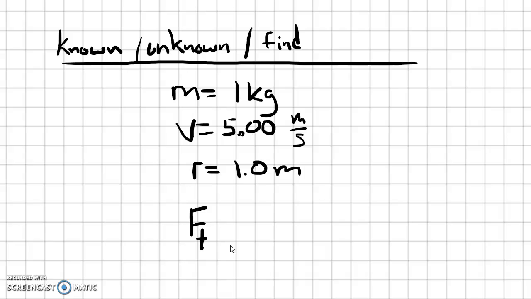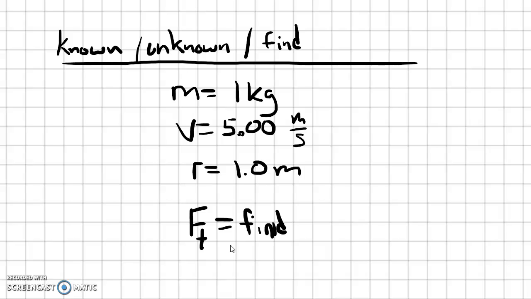All right, so the things that we know here: the mass is 1 kilogram, the radius is 1 meter, and it's traveling at 5 meters per second. We're going to try to find the tension. This is our find quantity, and again, we're going to try to find this both at the top and at the bottom.